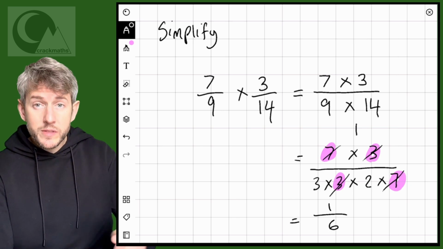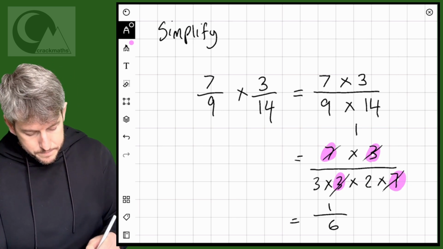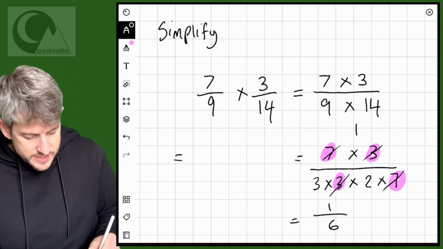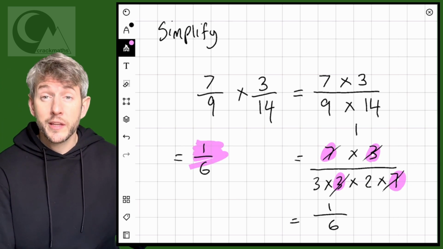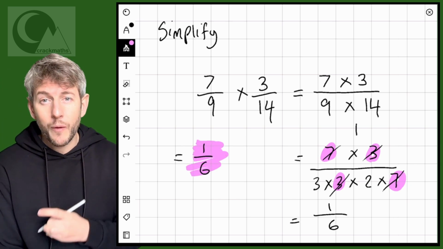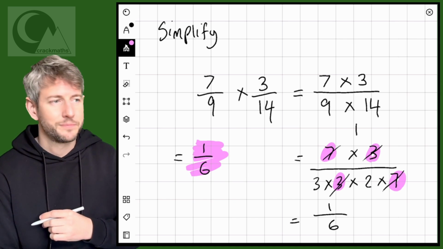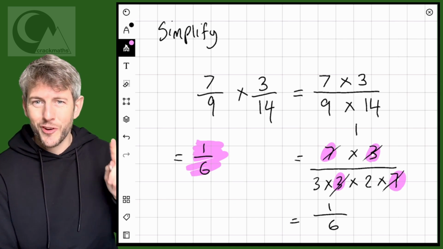So if I wanted to simplify this fraction here, what I can do is write that this is 1 over 6, and the cross cancellation method gives us a way of doing this without having to use our calculator. So let's try another one.